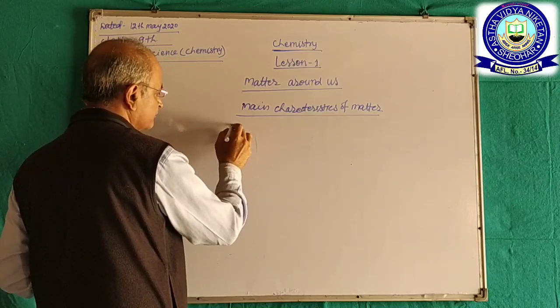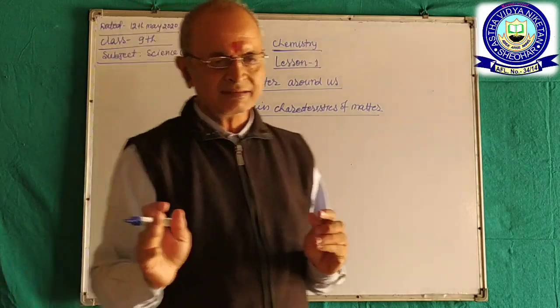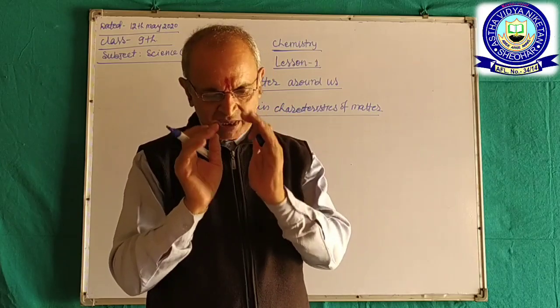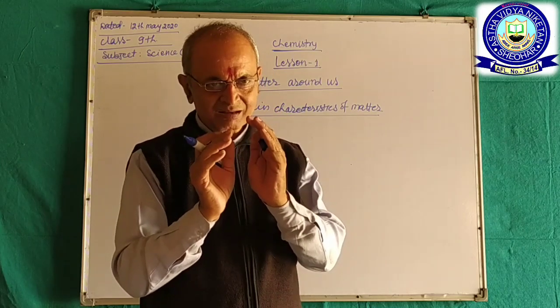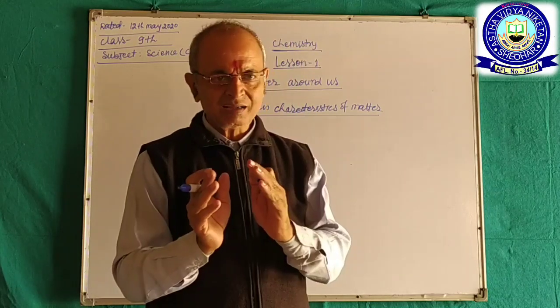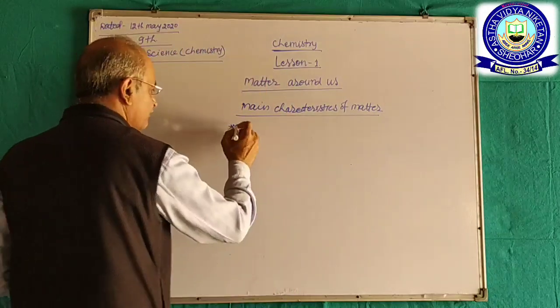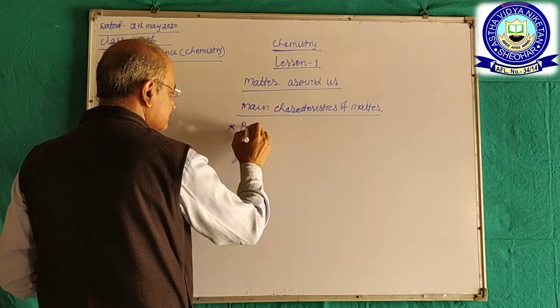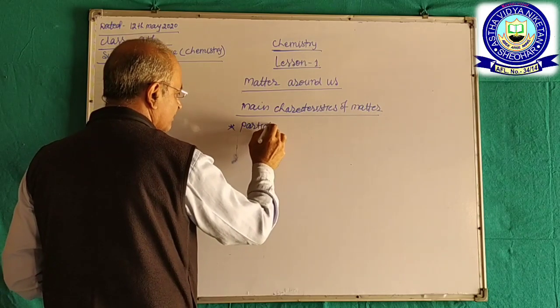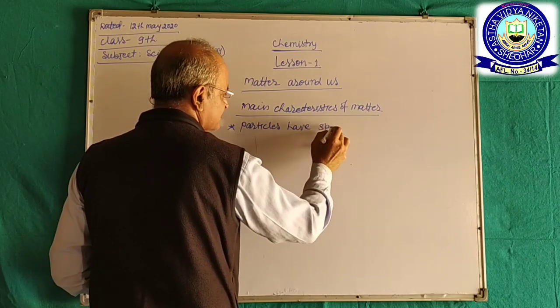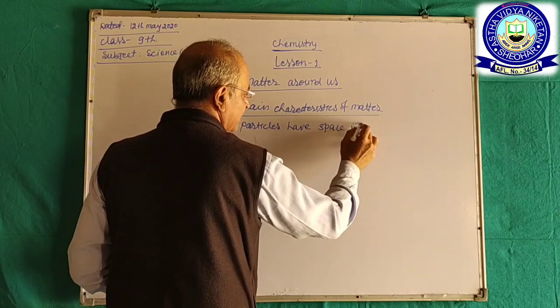Number one, matter has space. Matter that is made with particles has space between them. First, the particles have space in them.